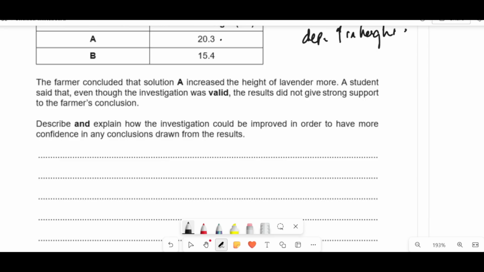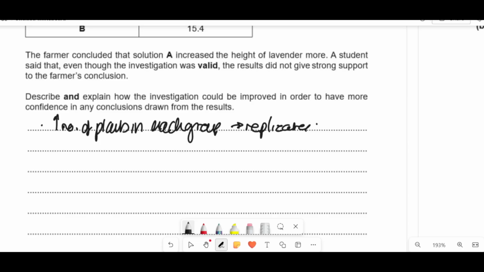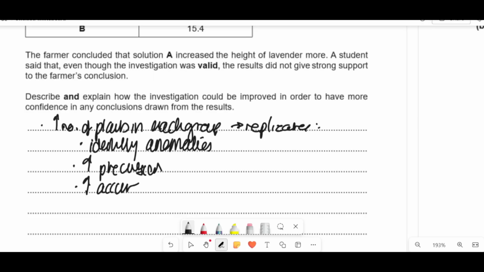So immediately, one thing you can say straight off the bat is that they could increase the number of plants in each group and do replicates. The reasons are, one, you can identify anomalies. It will increase precision, right? As well as that, it increases the accuracy of the mean.